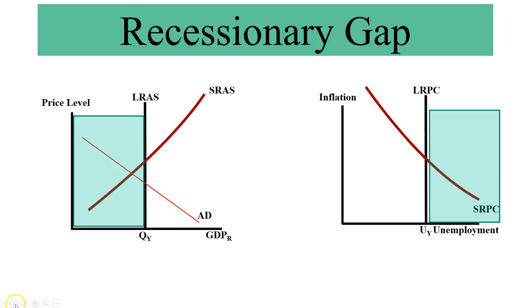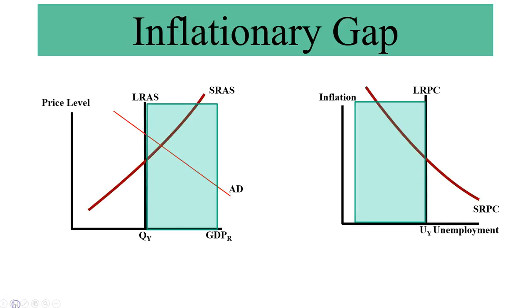For an inflationary gap, it's exactly the opposite. If I have an inflationary gap, my equilibrium point is to the right of the LRAS, and so anything over here would be considered an inflationary situation. If I'm looking at a Phillips curve, it's a mirror image, so anything to the left of the long-run Phillips curve would be considered an inflationary situation. So I want you to keep that in your mind.